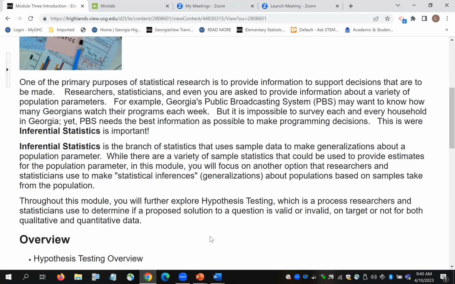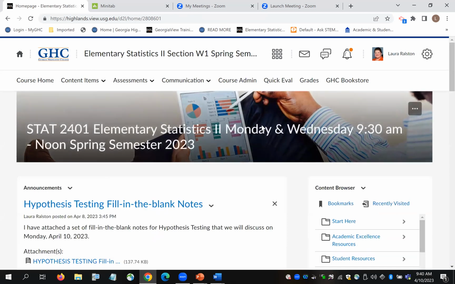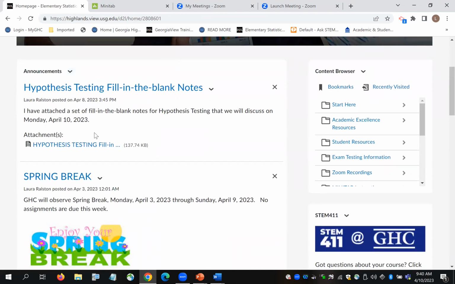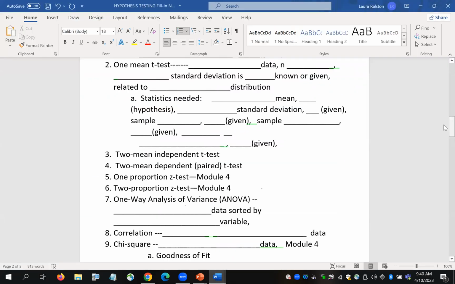Okay? So again, just to remind you, in case you came in after I mentioned it, I did post on Saturday the fill-in-the-blank notes that we're going to use this morning in our discussion. Okay? So I'm going over to my fill-in-the-blank notes.